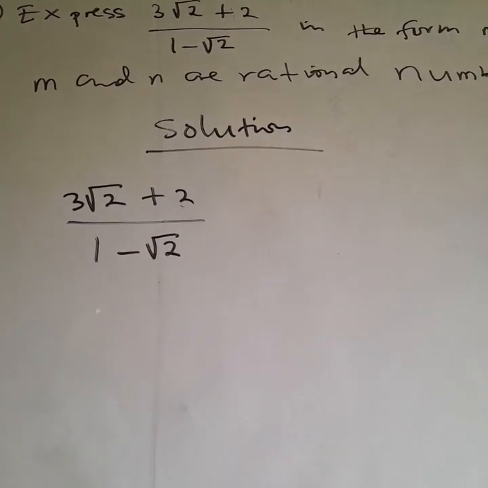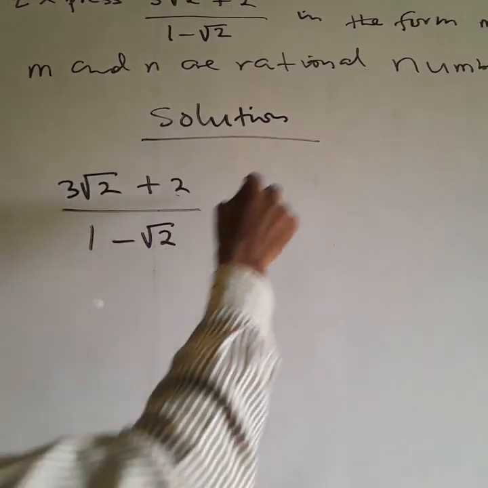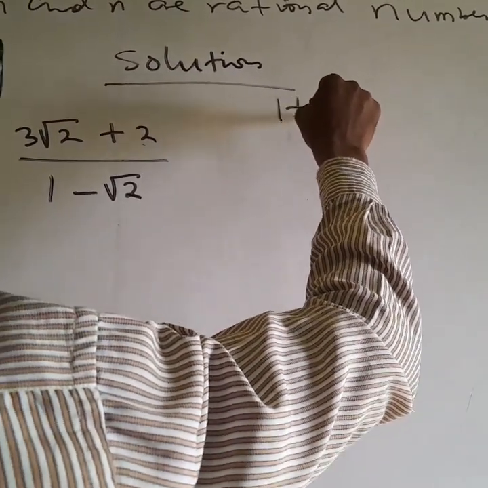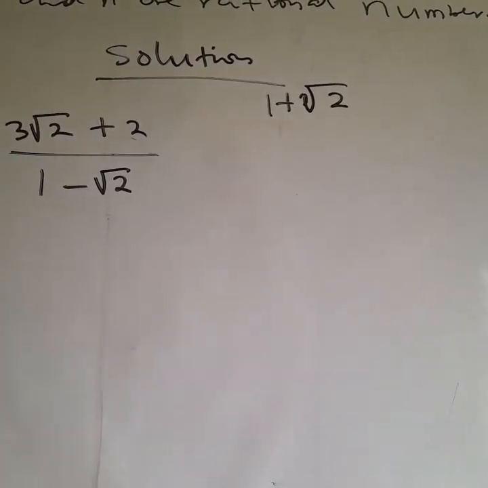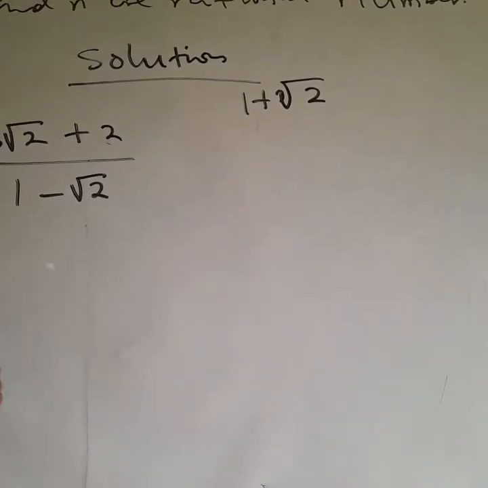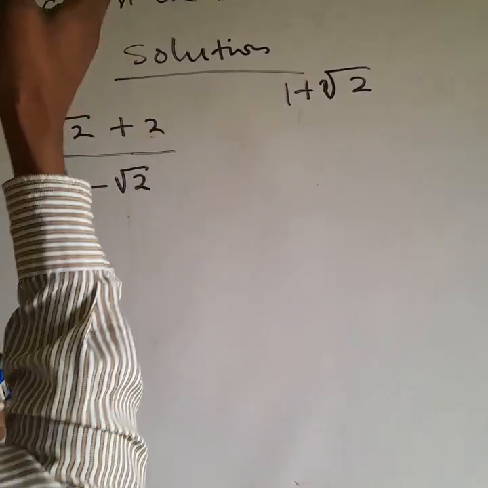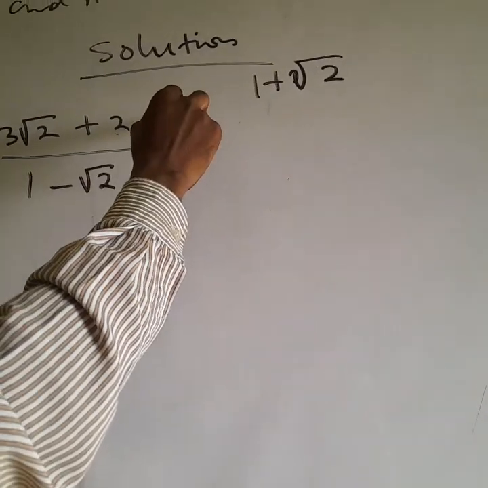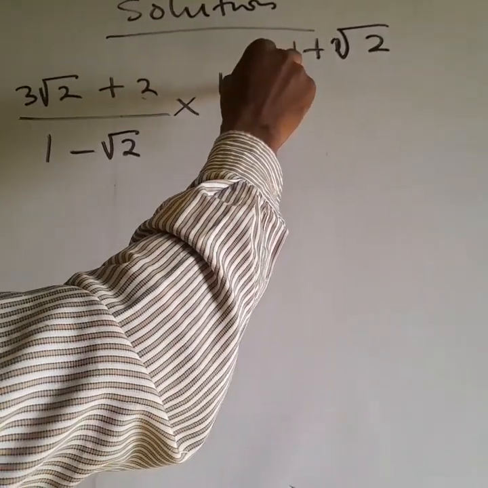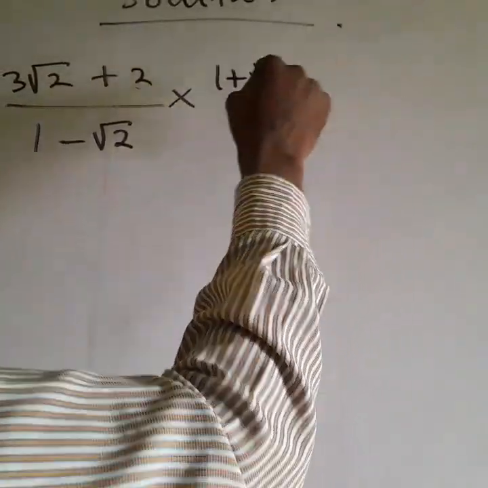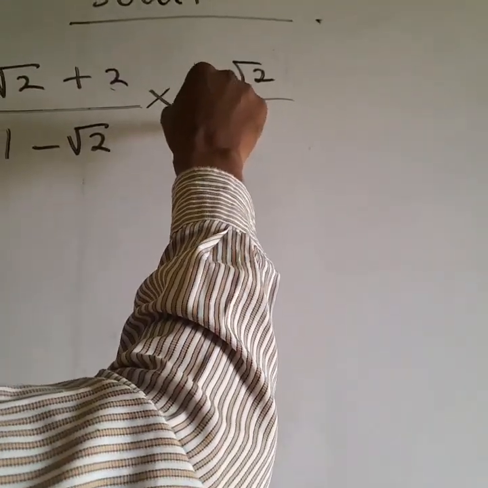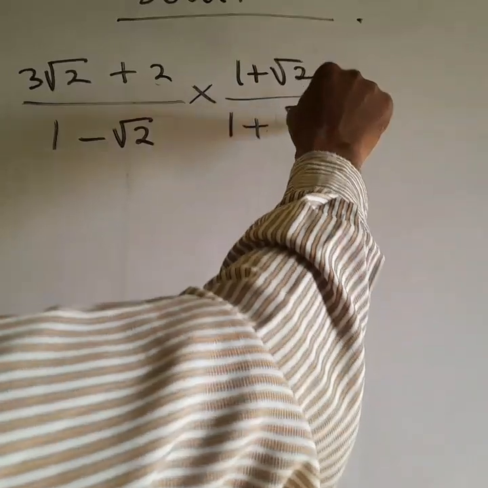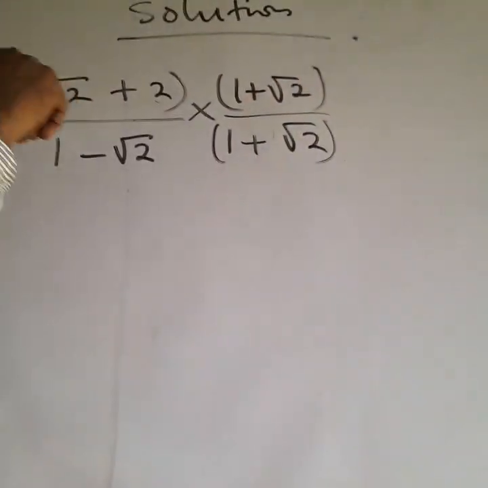What is the conjugate of this surd? The conjugate of this surd is 1 plus root 2. So now when you are rationalizing a surd, that conjugate, the one you find at the denominator, multiply it to the numerator and also multiply it to the denominator. Now, we'll multiply it to the numerator and to the denominator, which is 1 plus root 2 divided by 1 plus root 2. Okay, we'll put them in a bracket and now expand it.